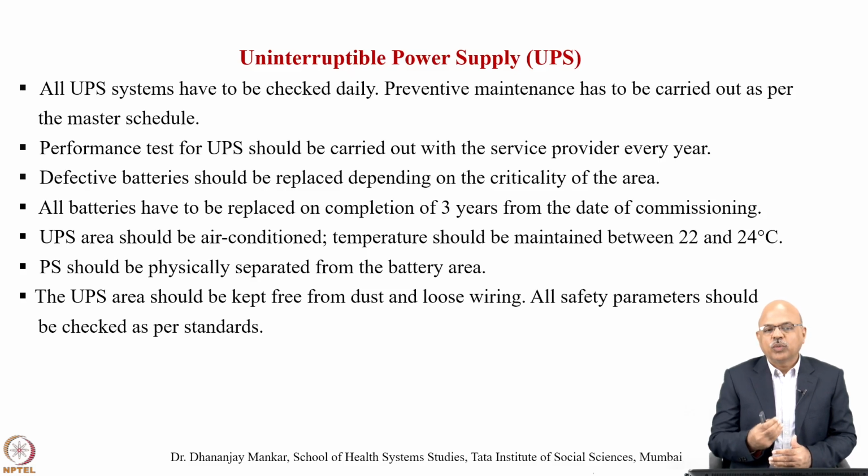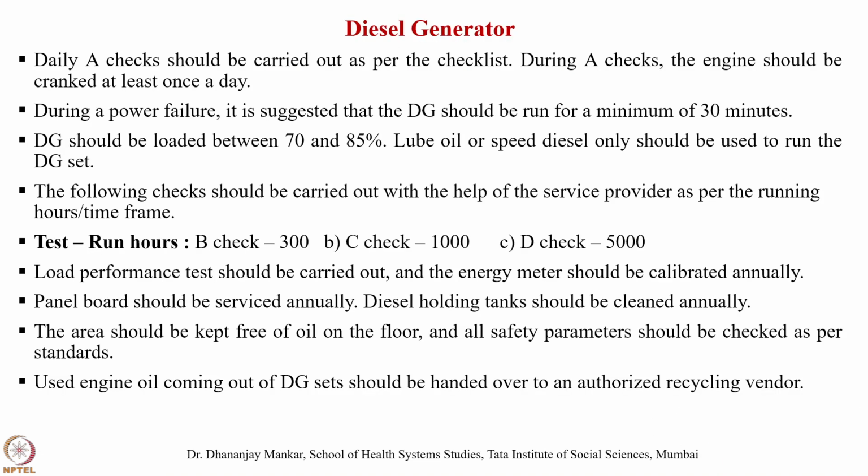The UPS area should be air conditioned. The temperature should be maintained between 22 and 24. The UPS area should be kept free from dust and loose wiring. And the importance of this is that you need to work on the safety parameters, which should be checked as per the standards. Diesel generators should also be checked and carried out as per the checklist.